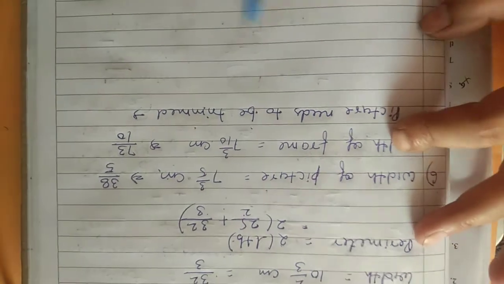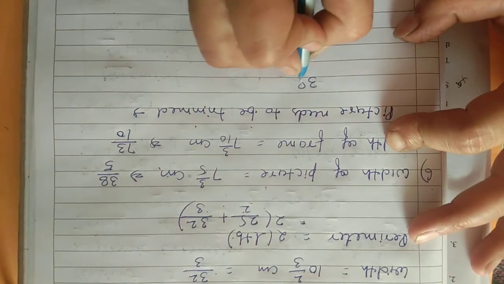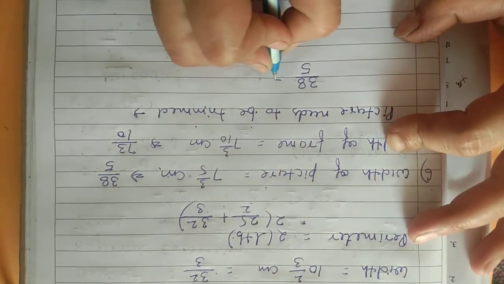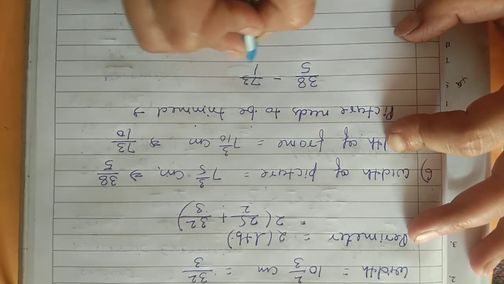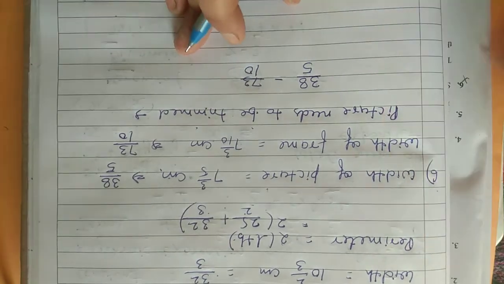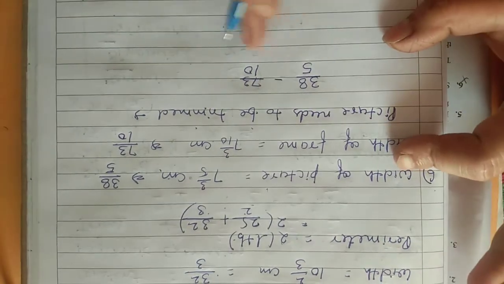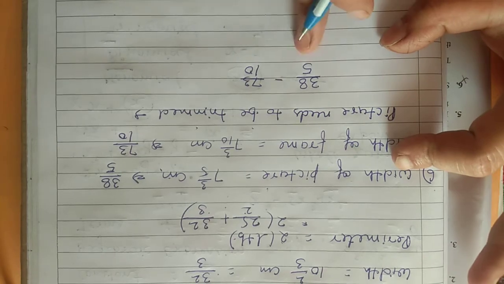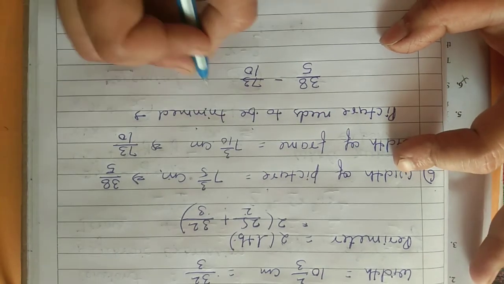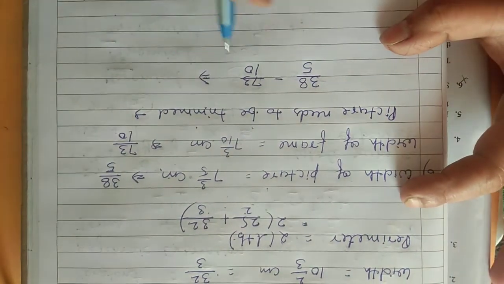Okay, so the picture needs to be trimmed. It means it is 38 upon 5 minus 73 upon 10. Now, using any method, you can use the LCM also. You can equalize the denominator. Equalizing the denominator you can do by any method. It's up to you which method you will apply.